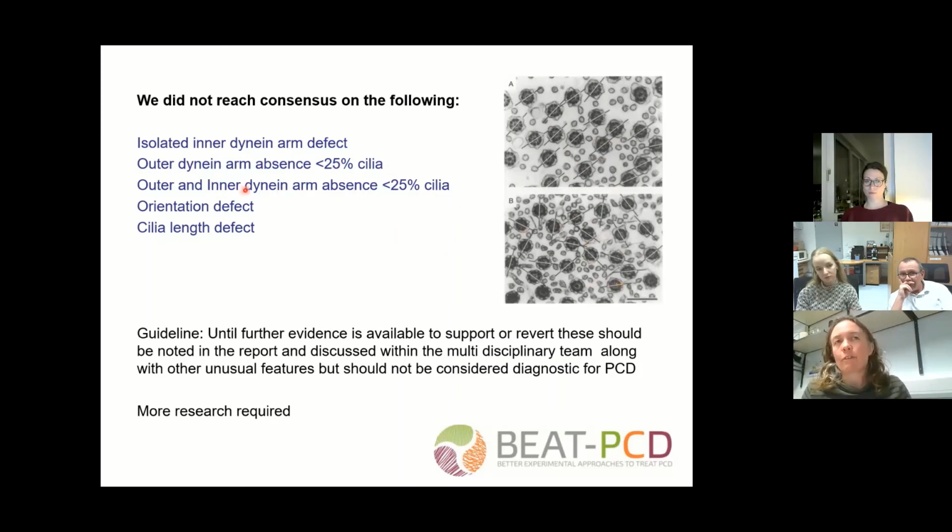If you see outer arm or outer and inner arm defects in just a really, really small number, I think it's difficult to say that that's PCD. There's no evidence at the moment for length defects, and there's no evidence for isolated inner dynein arm defects, in the same way as there are currently no inner dynein arm genes.